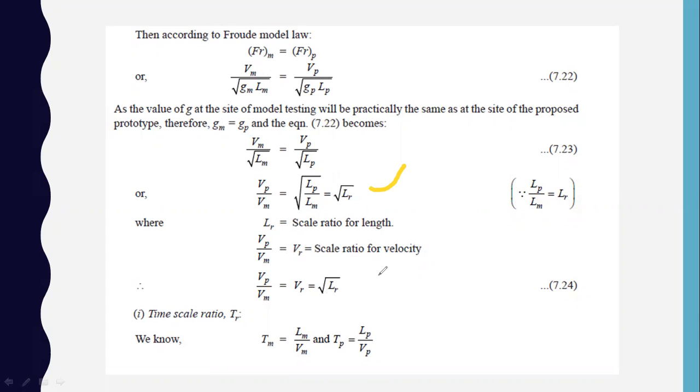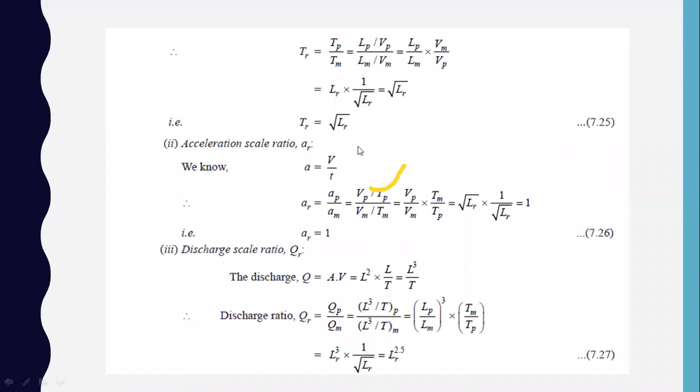Now we come to the time scale ratio. The formula is Tm equals Lm by Vm, and likewise Tp equals Lp divided by Vp. If we find the time scale ratio, we get Lp by Lm multiplied with Vm by Vp. Therefore Lp by Lm will be equal to Lr, and Vm by Vp will be replaced by 1 over Vr. Instead of Vr, we substitute root of Lr, so the time scale ratio will be equal to the root of Lr.